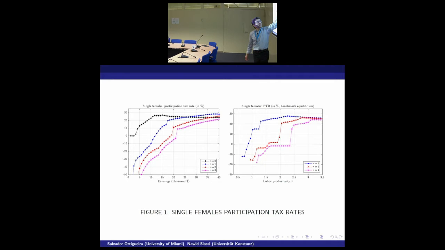So if my productivity is low, if I'm around 1 or less than 1, my participation tax rate can get as negative as 20%. If I'm a single mother of 3, my participation tax rate is close to minus 20%, which means that the incentives to participate are huge. I get a bonus of 20% to participate. So with this graph, we see that low productive individuals in the US have huge incentives to participate in the labor market, thanks to the tax transfer system.